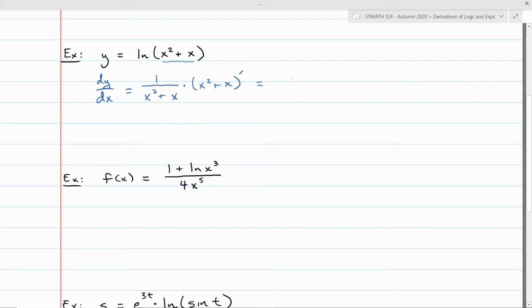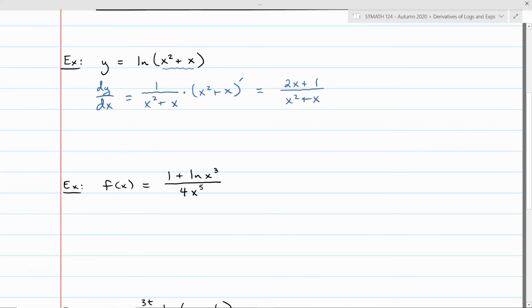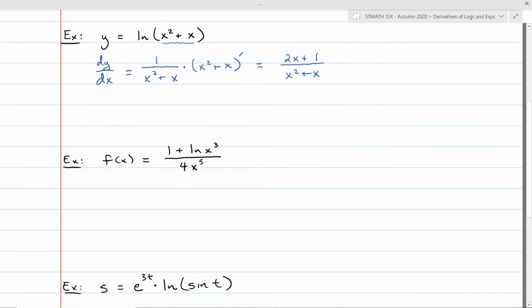And then when you take that derivative, you get 2x plus 1, right? So I can just write this as 2x plus 1, all divided by x squared plus x. So when you're differentiating natural log, you get 1 over whatever's on the inside of the natural log, and then multiply times the derivative of the inside function.